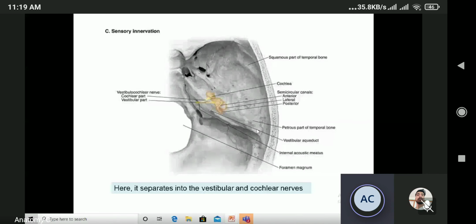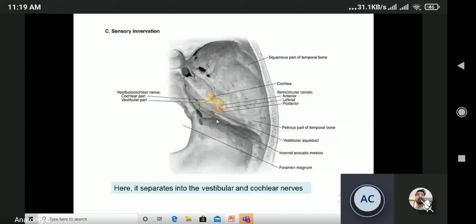So here you can see the vestibular component and the cochlear component. This is the vestibular part here, this is the cochlear part here. This is inside the petrous part of the temporal bone, as it is responsible for the equilibrium as well as the hearing. So it runs within the petrous part of the temporal bone.